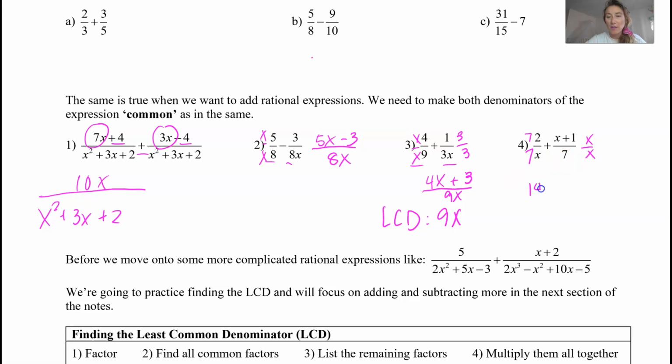So I've got 14 over 7x, plus when I look here, I put parentheses around the numerator, and I'm going to use the distributive property to multiply to both terms. X times x is x squared. X times 1 is x. So this is over 7x. And now when I add these together, I get x squared plus x plus 14 all divided by 7x. And I can't simplify that further.